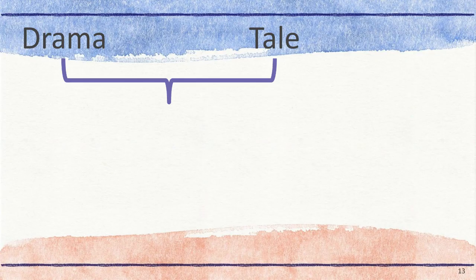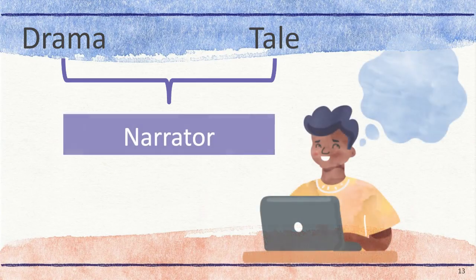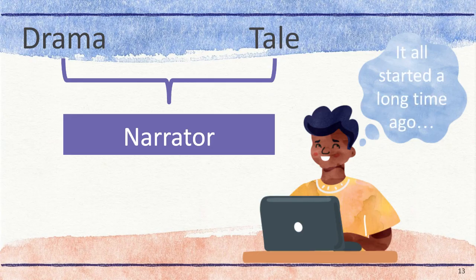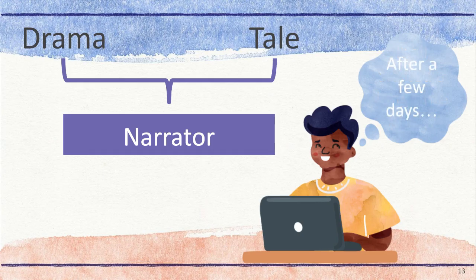Another similarity is that both tales and dramas can use narrators. Remember, narrators are the characters in a play that are the ones actually telling the story. Narrators usually introduce the characters and the setting at the beginning of the story. They can also be used to transition from one big event to the next. Finally, the narrator normally comes in at the end of the story to explain how things end up and sometimes state the theme or lesson that the story teaches.